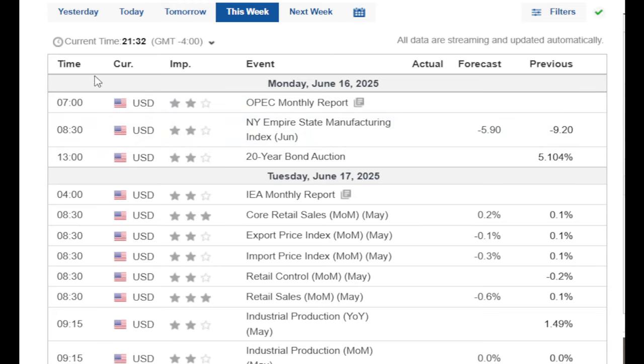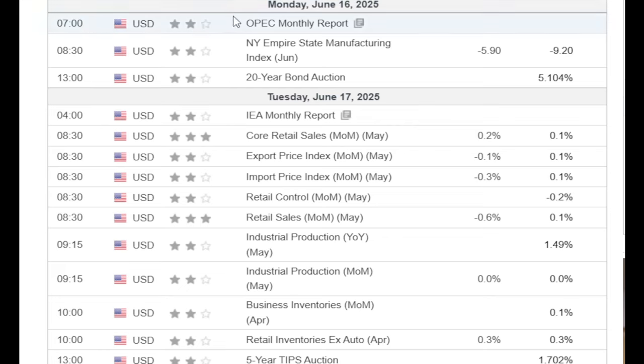I'm not too concerned with the OPEC reports right now. I have so much to do everywhere else. But that's at 7 a.m. Now at 8:30 a.m., we have the New York Empire State Manufacturing Index. I'm not too worried about that, but seeing how that's pretty much the only data set tomorrow besides the 20-year bond auction later in the day, the market can definitely use that as a hawkish or dovish data set.